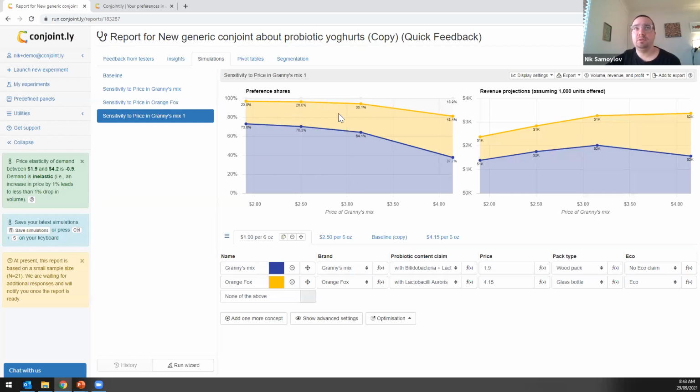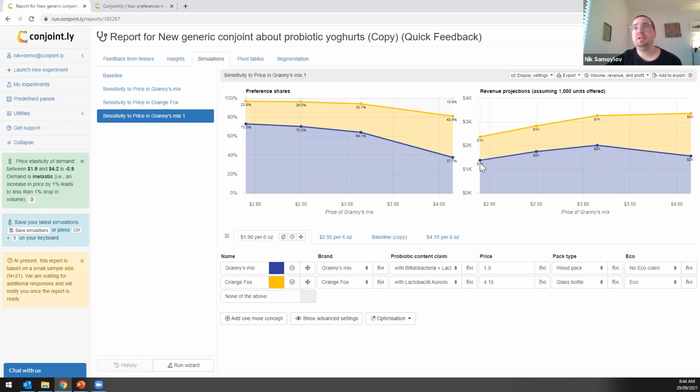So on the left-hand side, we're looking at preference shares. So we have the price as the horizontal axis and percentage of respondents who would pick our brand, the blue brand, as a vertical axis. And also on the right-hand side, we see revenue projections.